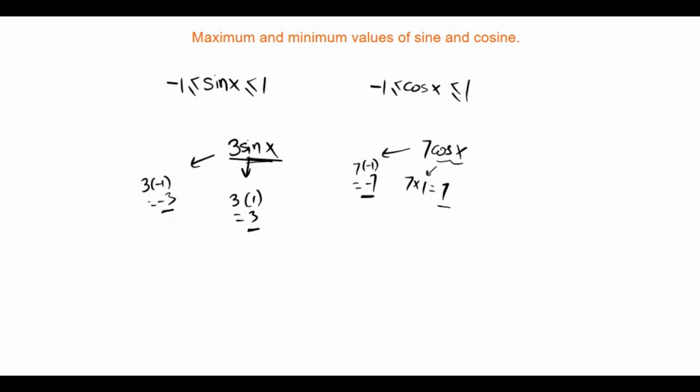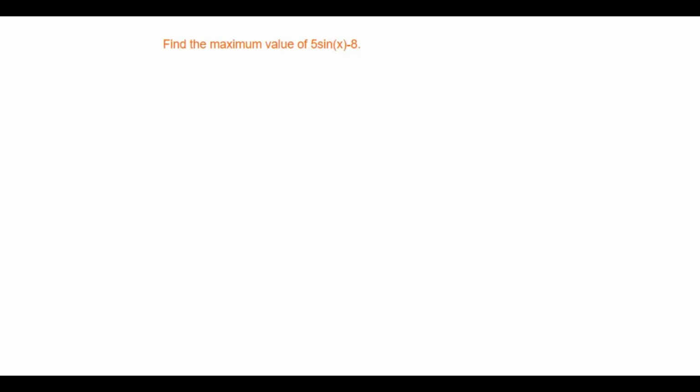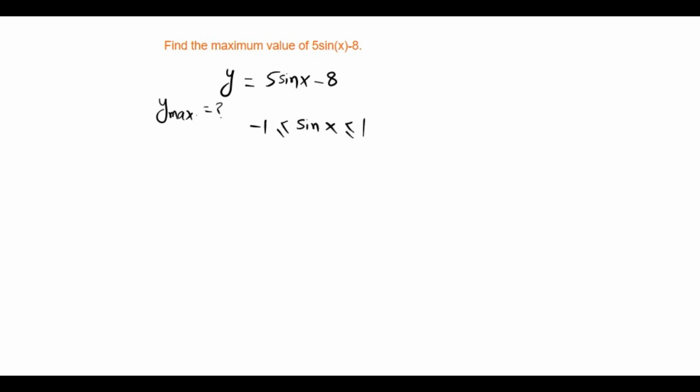Let's look at this example. We are trying to find the maximum value of 5 sine x minus 8. I will assume that this is a function, and I will represent this function by y. So we have y equals 5 sine x minus 8, and we are trying to find the maximum value of y. Since this is a sine function, I will start by writing the basic rule. Sine is always between -1 and +1.